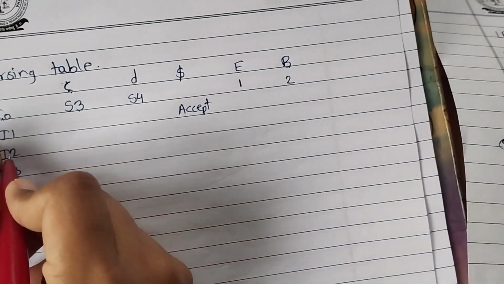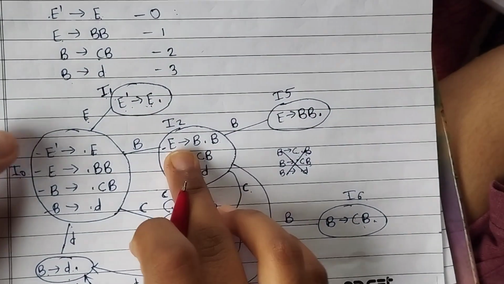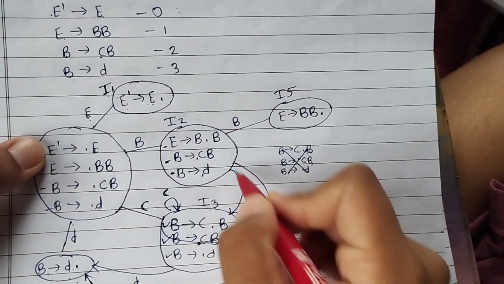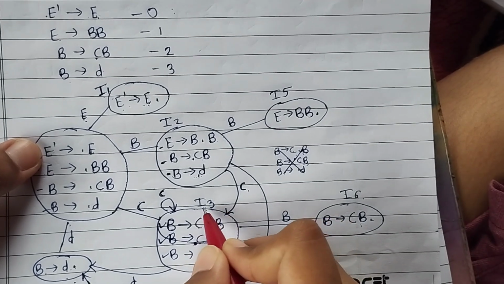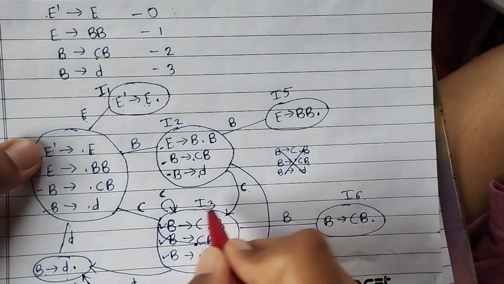Now I2 and opening bracket, I2 and opening bracket. So we go to I3. Now this opening bracket is a terminal, so we write S3.